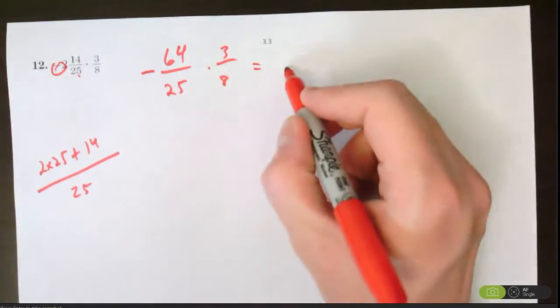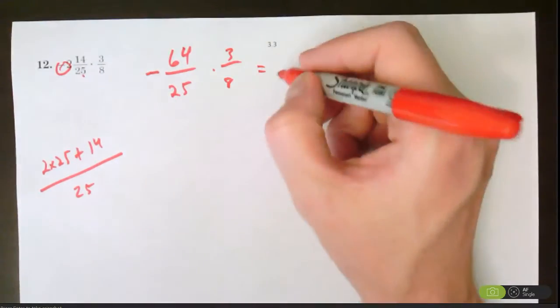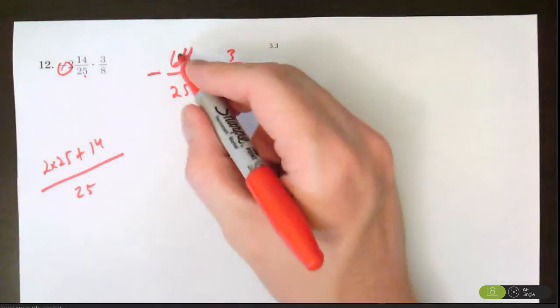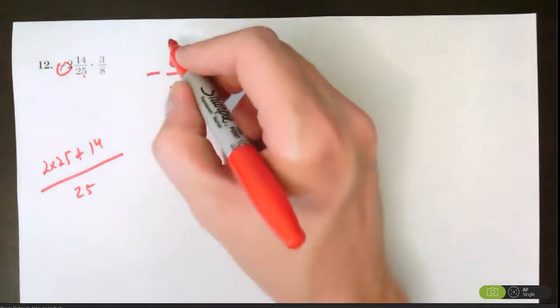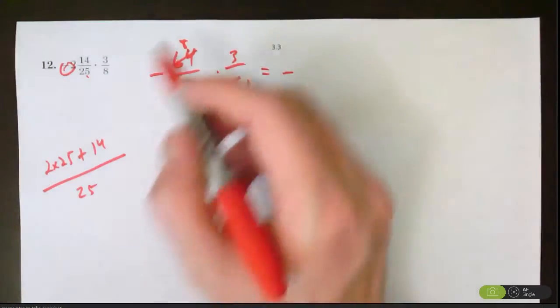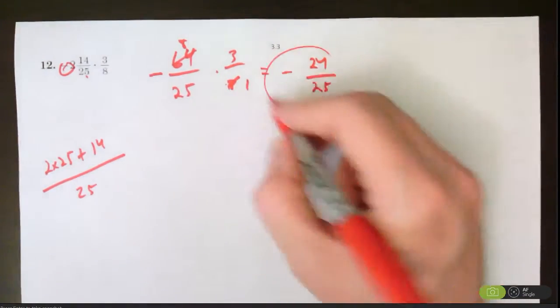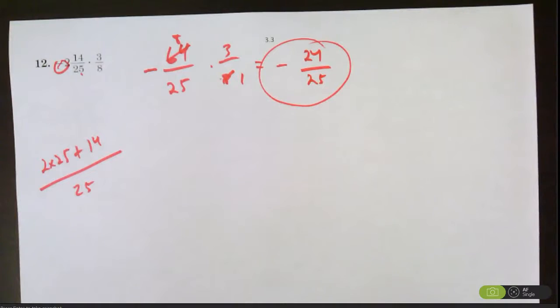But don't forget, this guy's negative here, so this number is negative out front, which means there's one negative sign in the whole problem, which means one number is negative. Now, at this point, hopefully you would catch that 64 and 8 are both divisible by 8. So now what I'll get is 8 times 3, which is 24, over 25 times 1, which is 25. Negative 24/25.